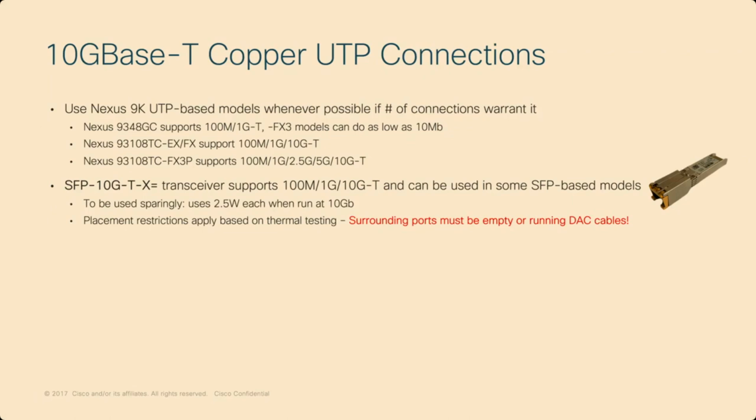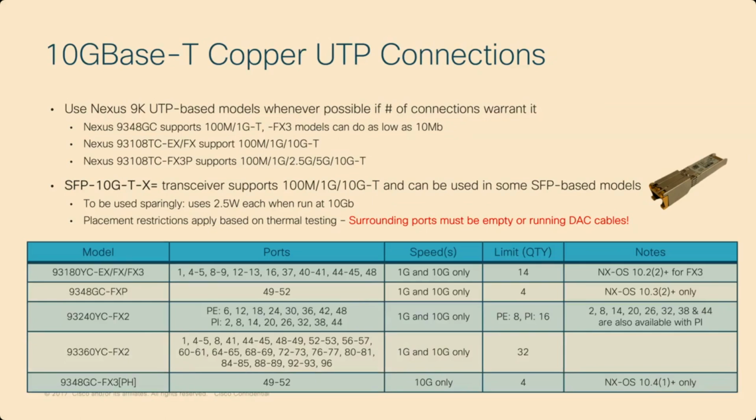The surrounding ports when you plug one of these in, the port to the left or right of it and the port below or above it, need to either be empty or running direct attached copper cables. Those would be those passive copper twinax cables I was talking about in the first slide. So if you're going to run optics, you're going to have to vacate those ports around any of these transceivers.